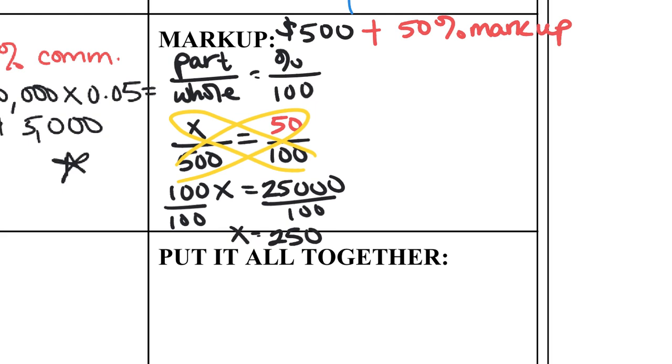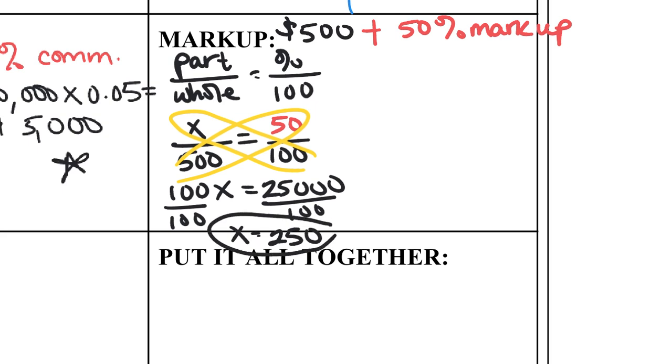So that 250 is the part that is being marked up. That's how much is going to be added to the original price. So if they ask you how much is he going to increase the price, he's going to increase it by $250. So he will sell it for a total of $750. So depending on what they're asking, you have to be able to interpret what this answer means.